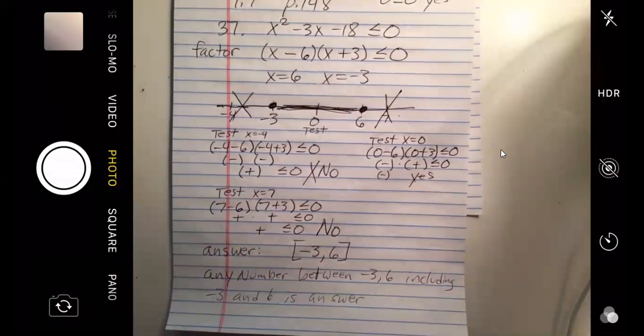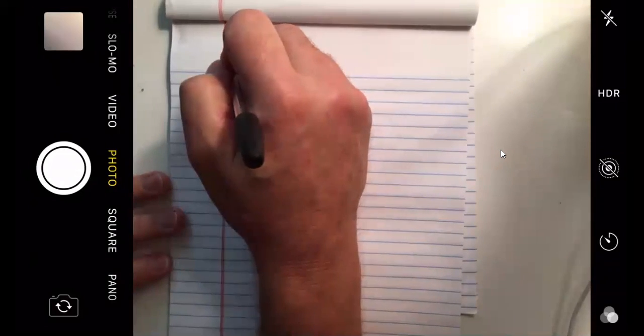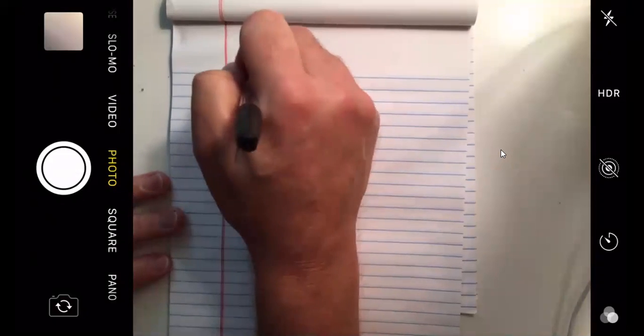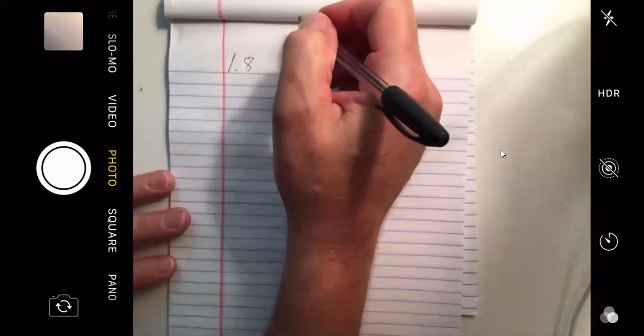We're at 30 minutes. Let me skip to 1-8. Maybe we can try the first one out of 1-8, or both of them. There's two sections in 1.8. These are absolute value equations.